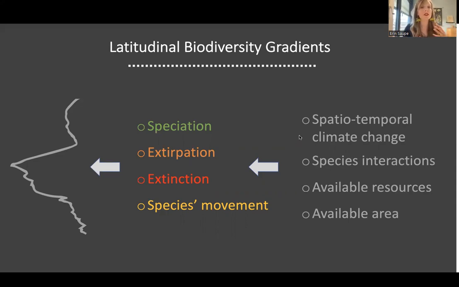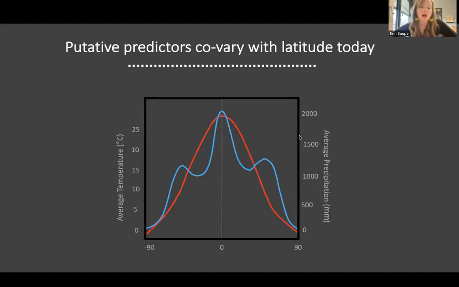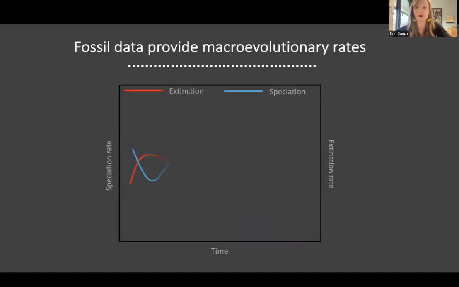The problem, though, with identifying causal factors is that modern studies have a lot of difficulty quantifying rates of speciation and extinction, and this is because those processes often happen over longer timescales. And the other problem is that many of the factors that are thought to affect rates of speciation and extinction are collinear with latitude today. So you can see that here for temperature and precipitation. They sort of vary with latitude. So this makes it really difficult to disentangle which factors are actually driving higher rates of diversity at low latitudes.